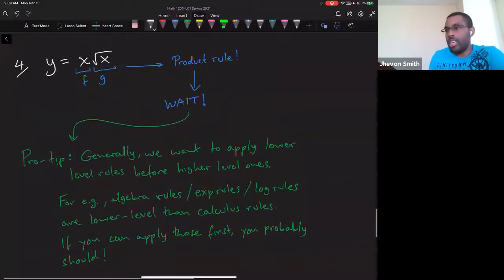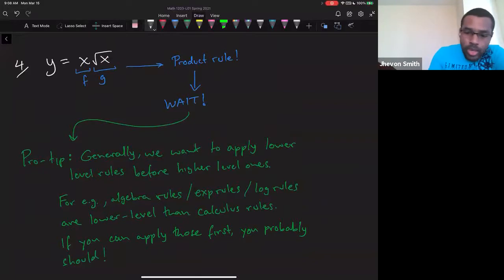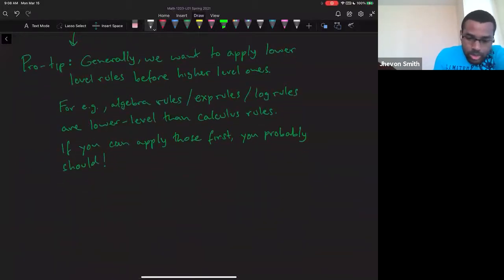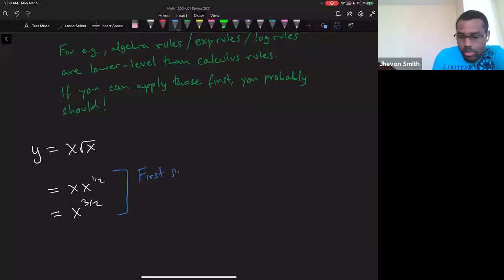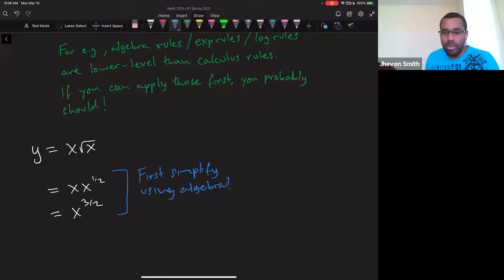And chances are, if I give you the answer choices in a multiple choice setting, I would not give you the answer all spread out like you would get it by using the product rule. So what does that mean? If you see that, what I would first do is think of this as that. And so this is that. So here, first, simplify using algebra, right? x times radical x, why write it like that? That can be written easier.